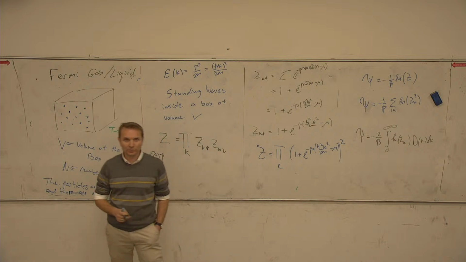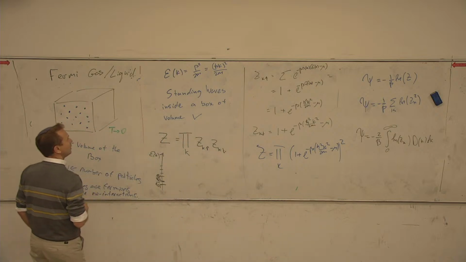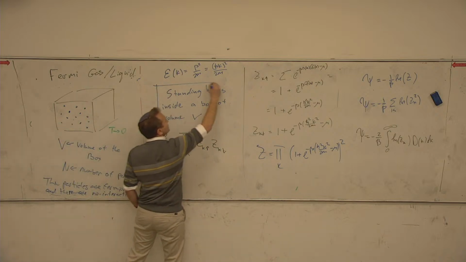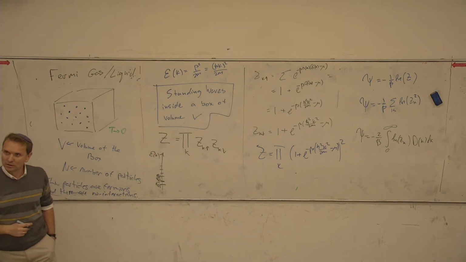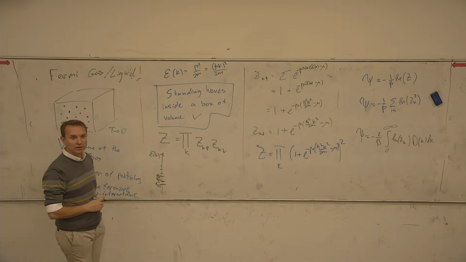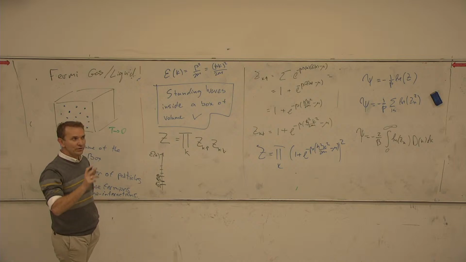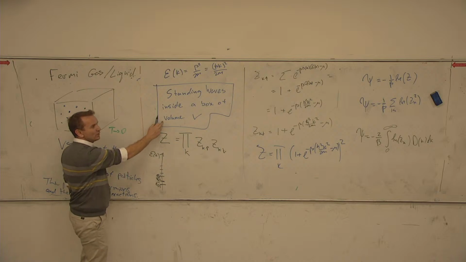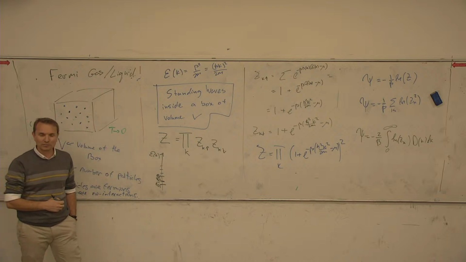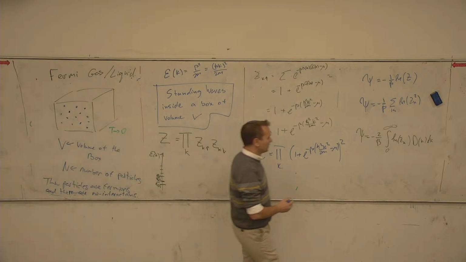What is this d of k? Standing waves inside a box of volume V. Proportional to k squared. Sorry? It's something that's proportional to k squared. No. Well, yes, almost. But we know exactly what d of k, or d of epsilon is, right?